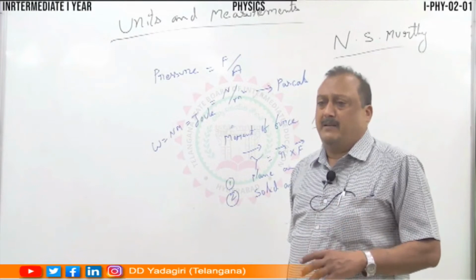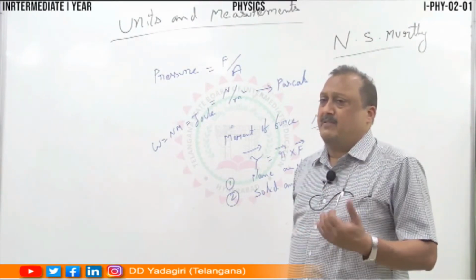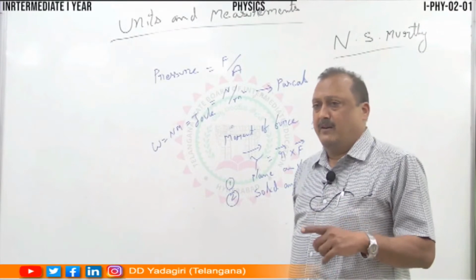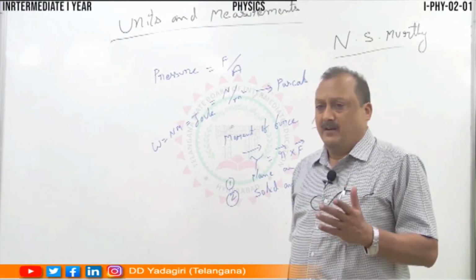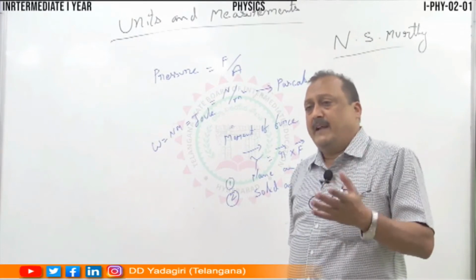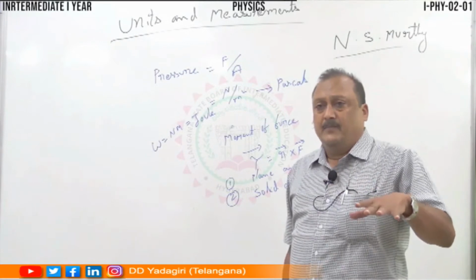Uses of the dimension method. There are 3 uses. Number 1, we can check whether equations are correct or not. Second, we can convert one system of units into another system. And third, we can derive the relation among different physical quantities.